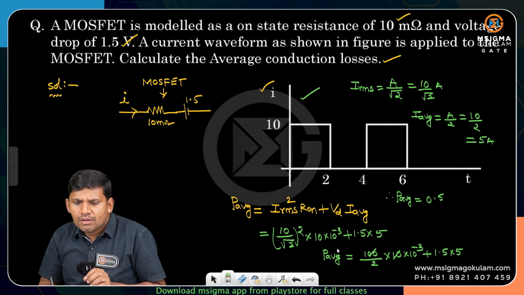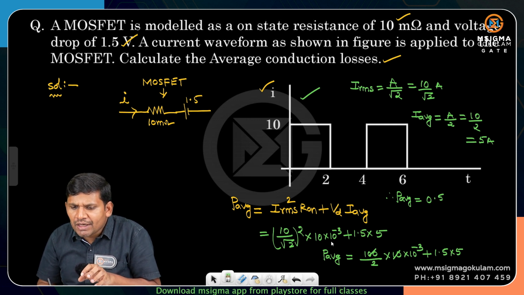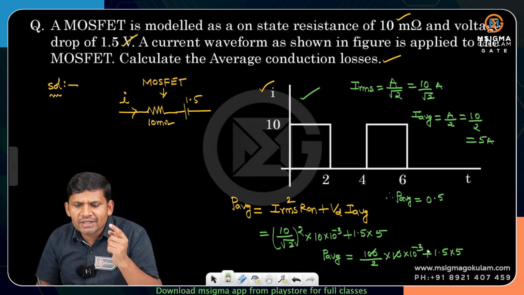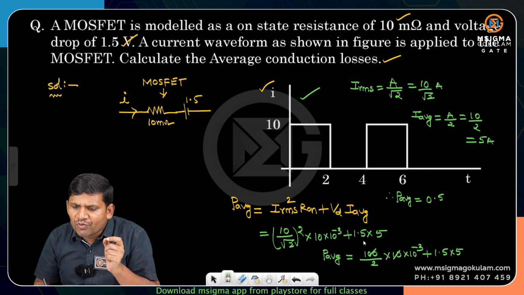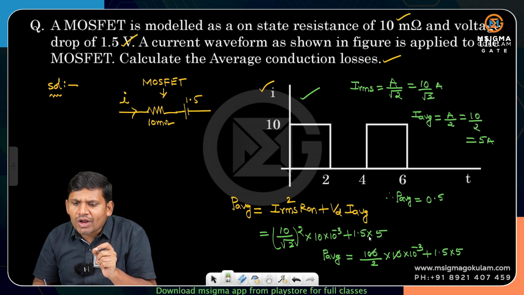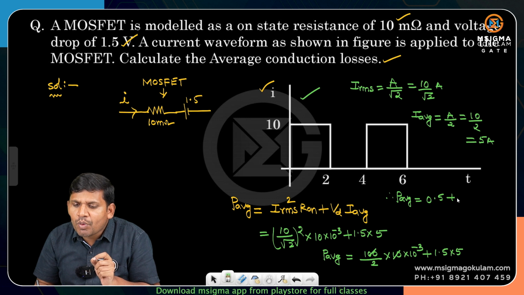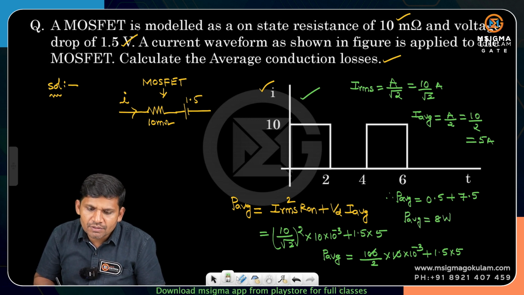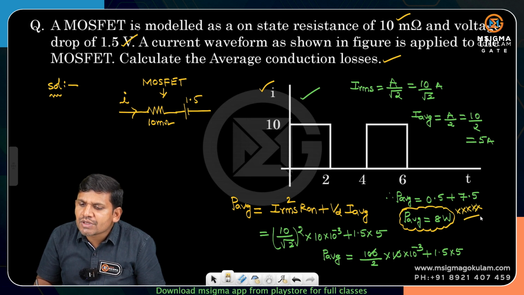This is 10 by root 2 whole square, 10 milliohms, then 100 into 10 is 1000, 10 power minus 3, 1 by 2, 0.5 volts. This is 1.5 plus 5, how much is this? 7.5. The average power loss is equal to how many watts? 8 watts. That means, to solve these models of questions, the average and RMS values of the waveforms that I give are very important observations.